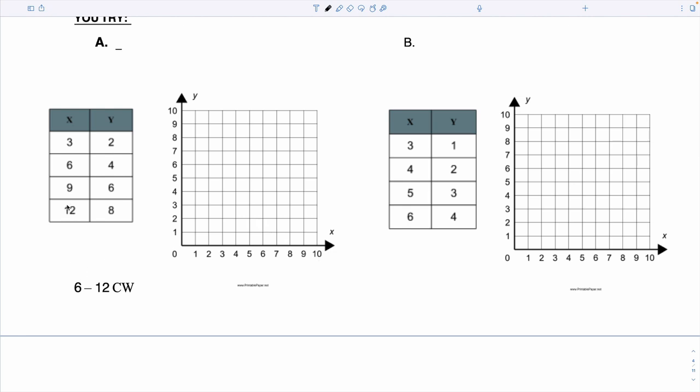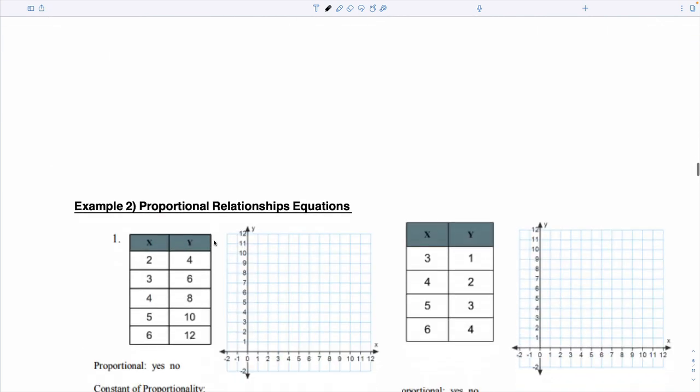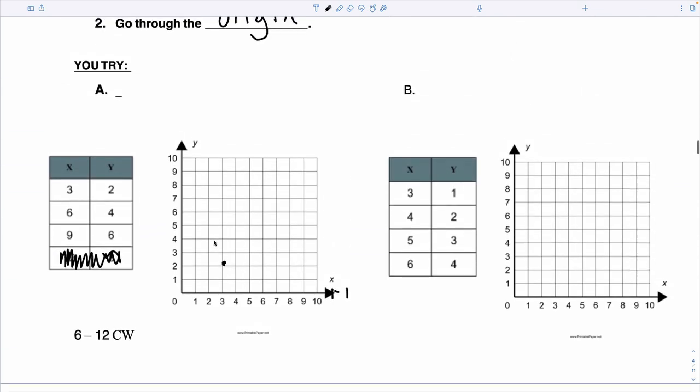8, 12, you're not going to be able to graph because it'll go off, or 12, 8. You can either add a 11 and a 12, or you can just cross it out. That's fine, yeah. Over 3, up 2. And I'm going to pass out a ruler for your next example.